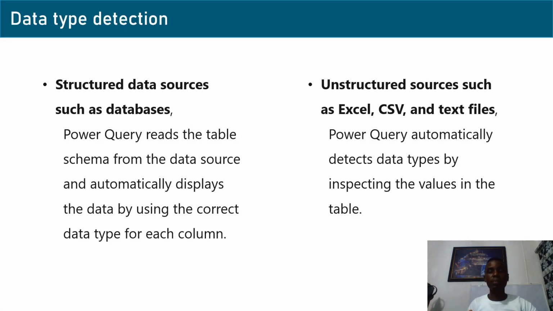There's also the concept of unstructured sources, like when you have Excel, CSV, text files, and so on. So Power BI attempts to inspect the values in the column, that's in the particular field, and uses this to automatically detect the correct data type for your data.